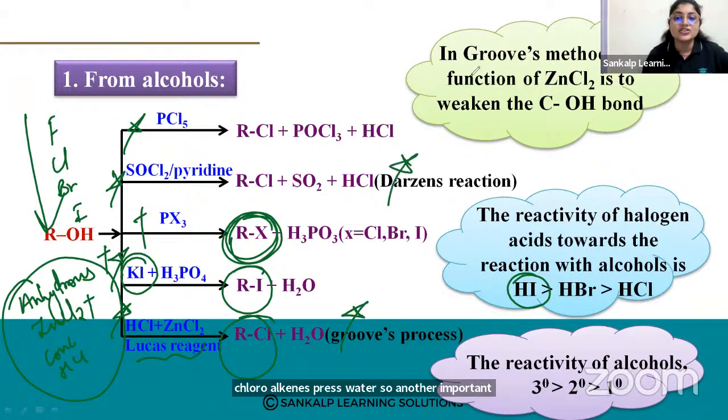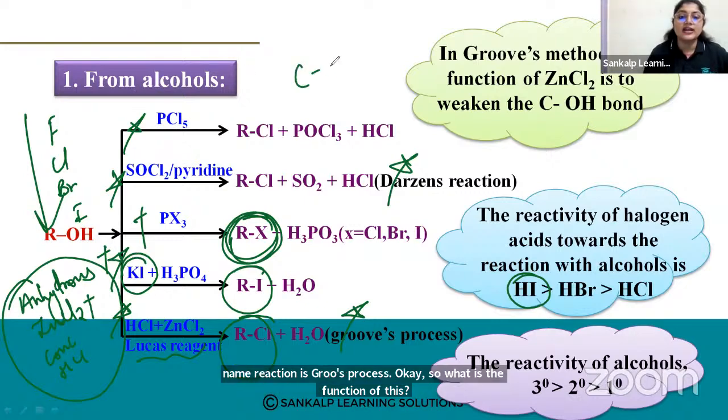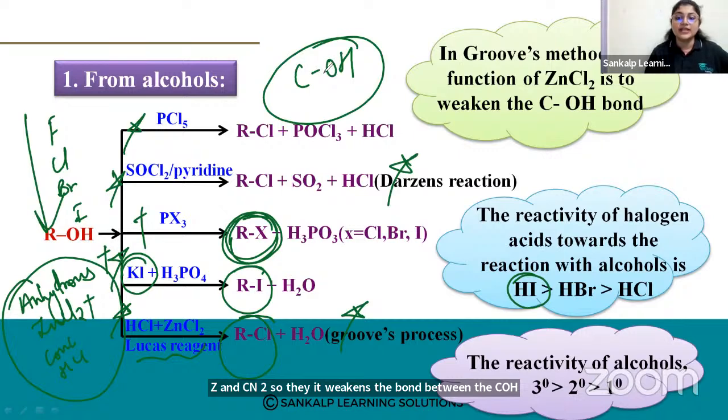So what is the function of this ZnCl2? It weakens the bond between the C and OH, that is the alkyl OH bond. So this is the C-OH bond. ZnCl2 plays a very important role in weakening this C-OH bond, so it breaks this bond to form chloroalkanes.